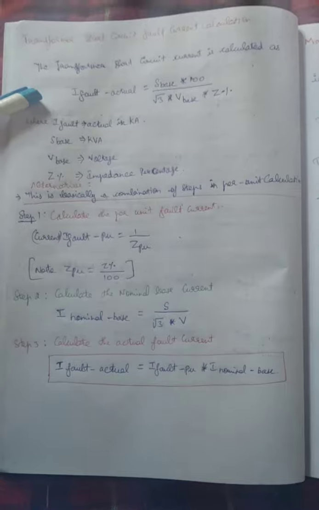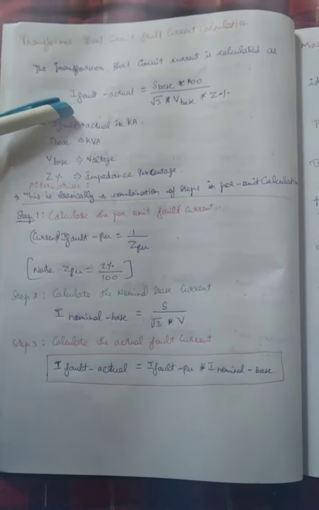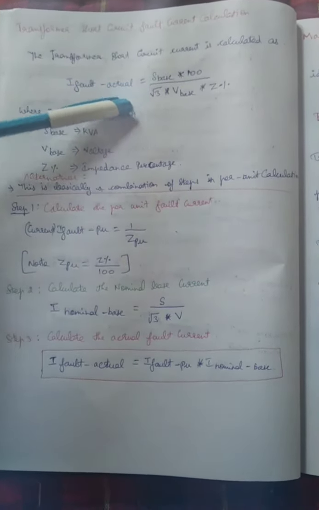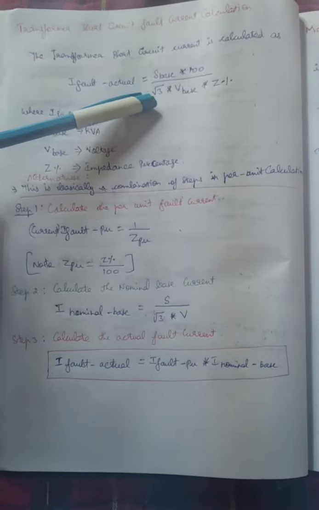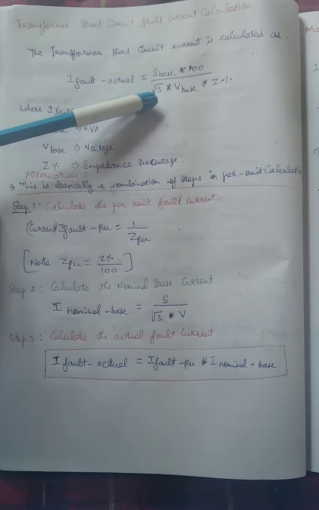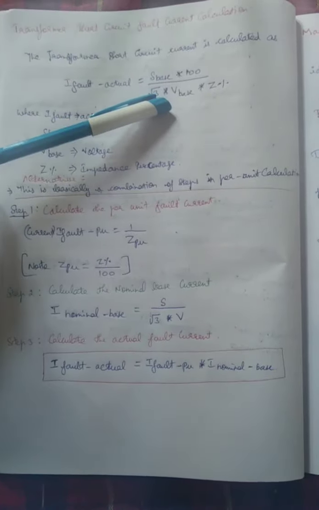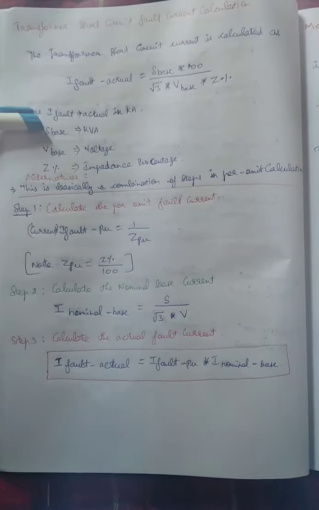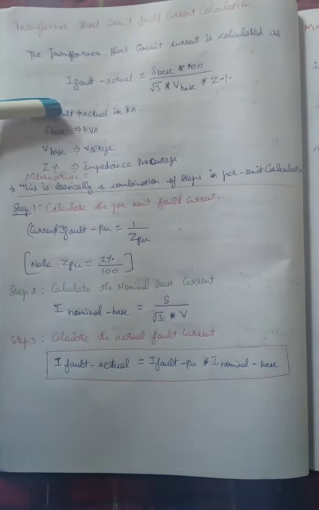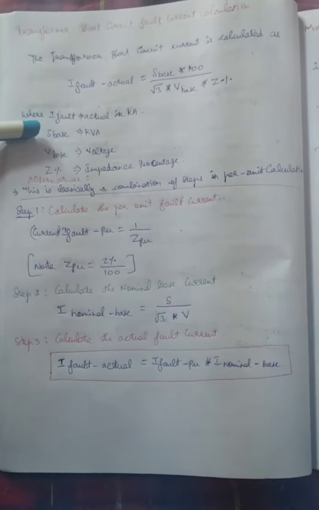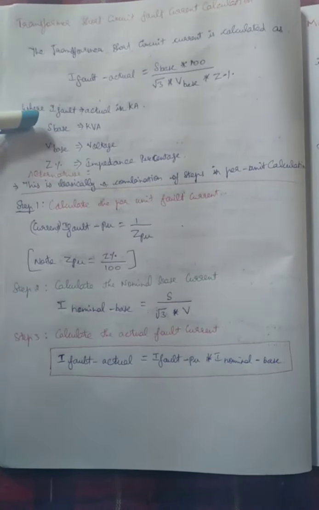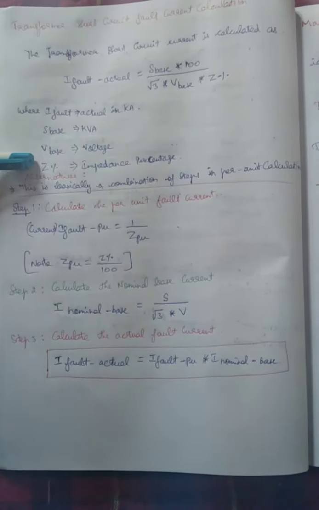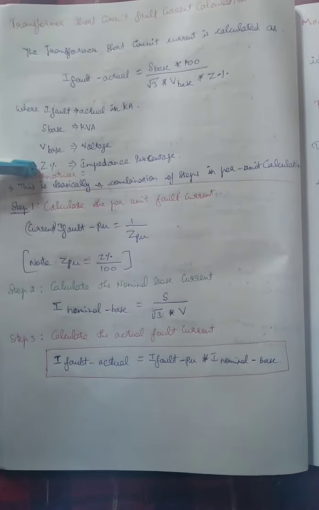So here the transformer short circuit current is calculated as I fault actual is equal to S base into 100 divided by root 3. The root 3 is for your 3-phase transformer. If it is a single phase transformer, we don't need to use the root 3. Then into V base into Z percentage. Here I actual or fault is in kA, S base is your kVA, which you can easily see in the nameplate details of your transformer. Then V base is your voltage, and Z percentage is your impedance percentage.